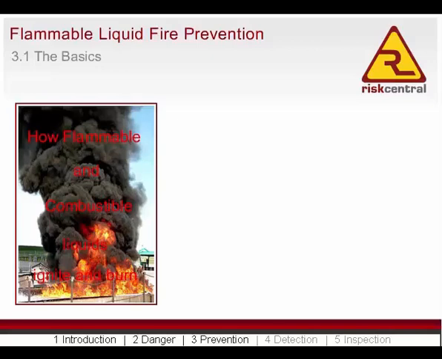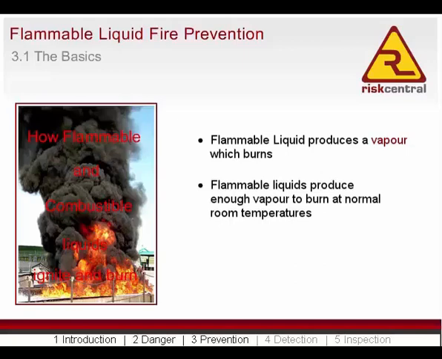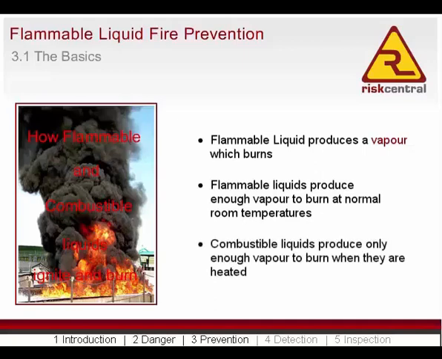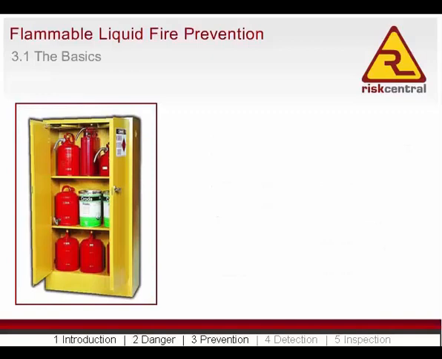When flammable and combustible liquids burn, the liquid is not actually burning. The liquid is producing a vapor which is burning. The only difference between flammable and combustible liquids is that flammable liquids normally produce enough vapor to burn at normal room temperatures. Combustible liquids normally only produce enough vapor to burn when they are heated. This means that flammable liquids are more easily ignited than combustible liquids, but once burning, combustible liquids can burn as violently as flammable liquids.